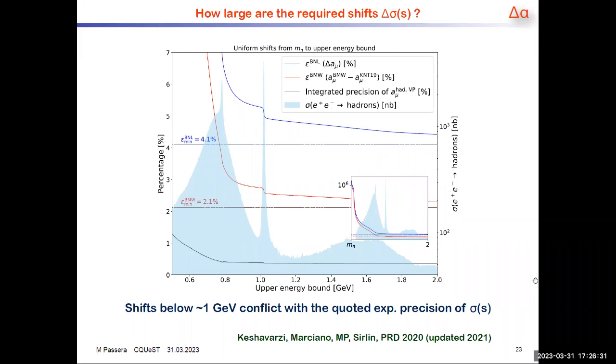So the message is, if you want to touch the cross-section at high energy, you have a problem because you end up screwing up the electroweak fit. Then you can do it at low energy. At low energy, yes, you can do it, and there is no problem from the electroweak fit, roughly speaking. But you have to change it a lot. Then they have a conflict with what is quoted by the experimental precision of these results.